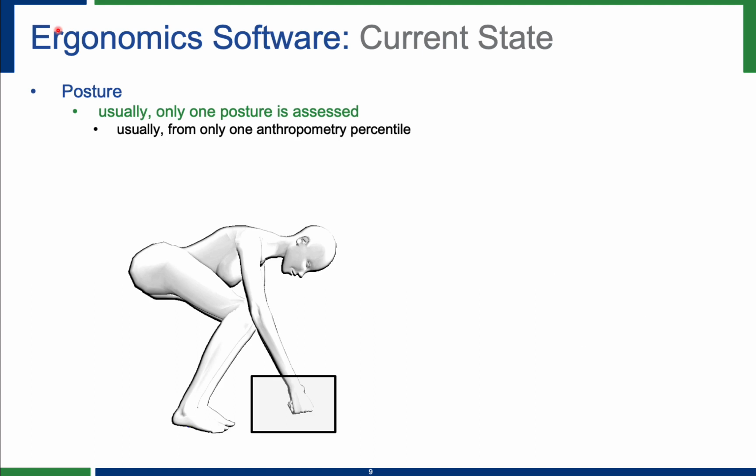Another problem, and a big one, that people don't think about is usually only one posture is assessed. You may look at a couple anthropometries, but you would then assume some postures. So some ergonomists would say, I think somebody's going to do it this way, or they have a photo that someone happened to do it that way one time. And that's not necessarily how people work. People do things in different ways.